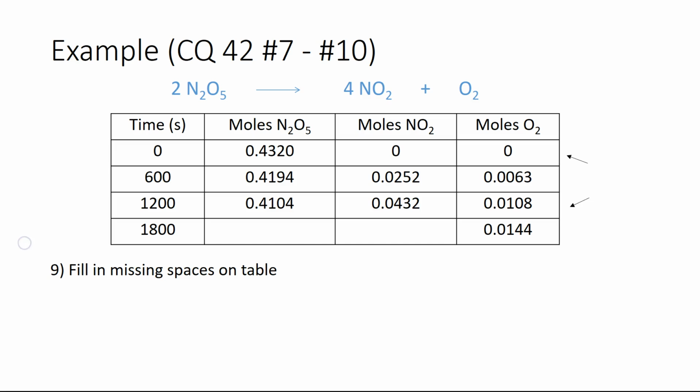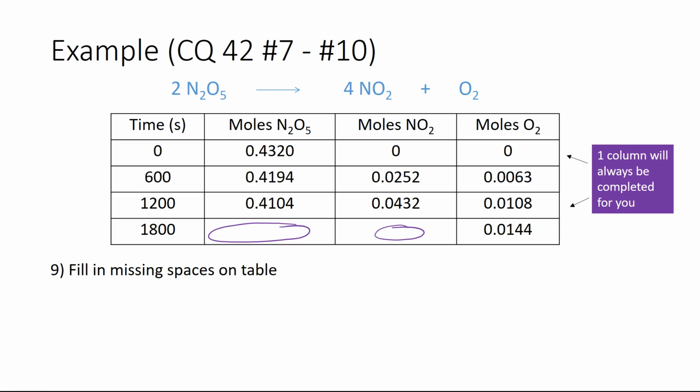Moving on, number 9. We're going to fill in the missing spaces on this table. So we need to find this value, and we need to find that value. With this type of question, one column is going to be all the way completed for you, because what we need to do is find the difference, the change that happens there, and then figure out what that looks like in terms of our mole ratio to find the values for the other two parts of this reaction. The missing spaces are going to be determined by the change that happens between 1200 and 1800 seconds, and the values we need to pay attention to are these two right here.